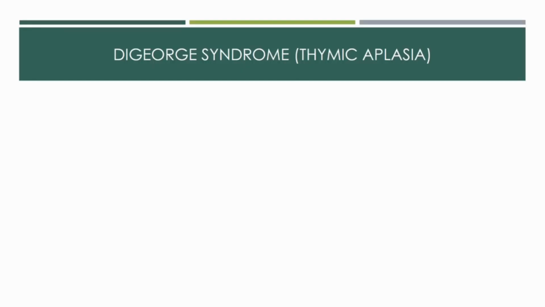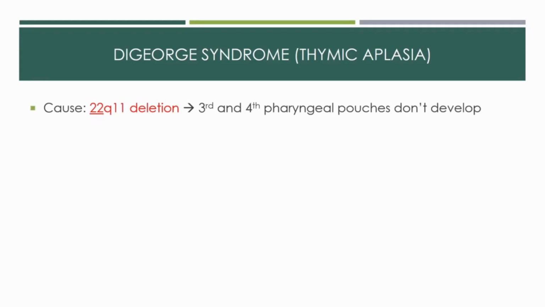Let's talk about a disorder in which the thymus is not present and by extension T cells will not mature. This is DiGeorge syndrome, which is very testable. The pathogenesis of DiGeorge syndrome is a 22q11 microdeletion. Q represents the long arm of a chromosome, and here it's chromosome 22. And this leads to a lack of development of the third and fourth pharyngeal pouches.